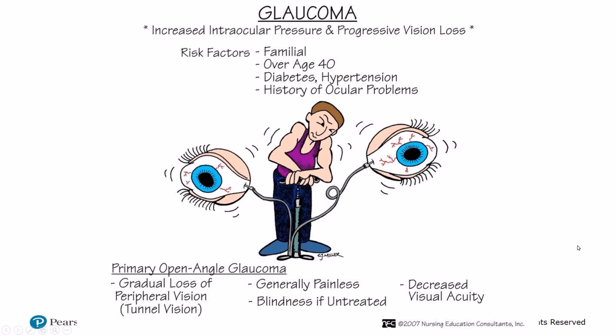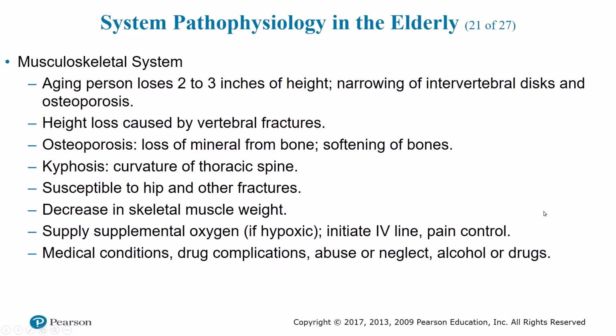So again, just glaucoma here. Risk factors for somebody to get glaucoma: genetic predisposition, over the age of 40, somebody who has a history of diabetes as well as hypertension, as well as a history of ocular problems. Basically what ends up happening is people get this gradual loss. They get tunnel vision. It looks like they're looking through a tube of cardboard that the paper towels are kept on. But again, it doesn't hurt them, but it can cause problems.